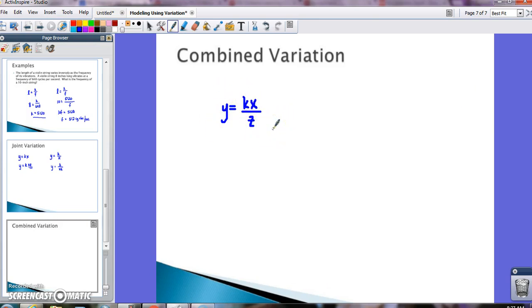The problem, you approach the problem the exact same way. Every single one of these problems, you're finding that constant of variation first, and then you're plugging it back in with the new data that you have to find that missing piece. So it is pretty straightforward.